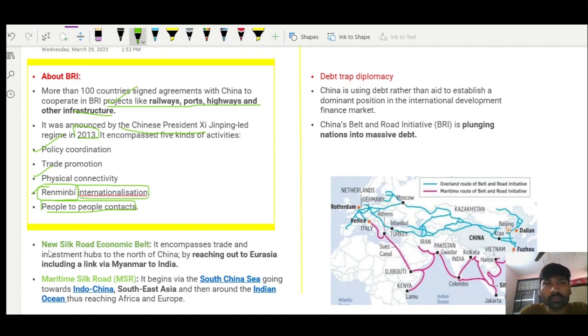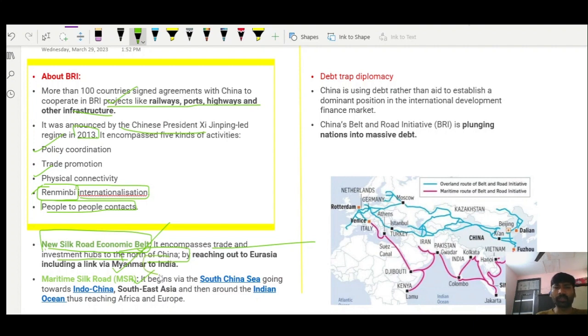So what are the components of the Belt and Road Initiative? The new Silk Road Economic Belt and the Maritime Silk Road. This is through sea and oceans, and it connects through a road and railway network. It encompasses trade and investment hubs to the north of China, reaching out to Eurasia, with a link via Myanmar to India.